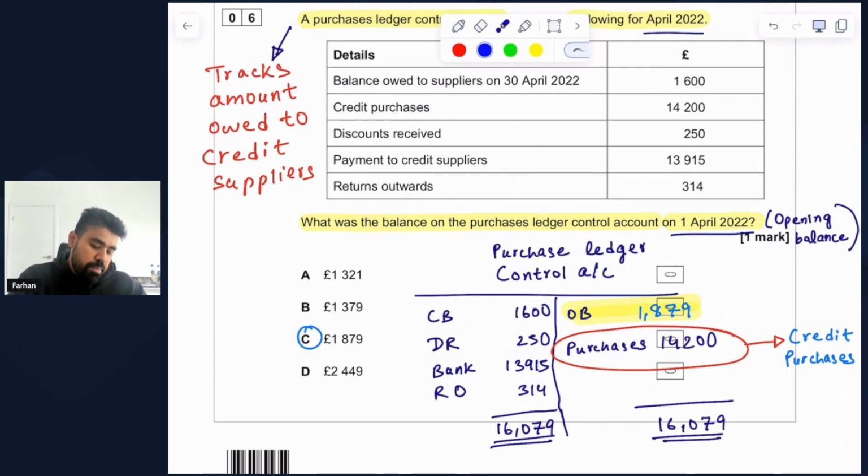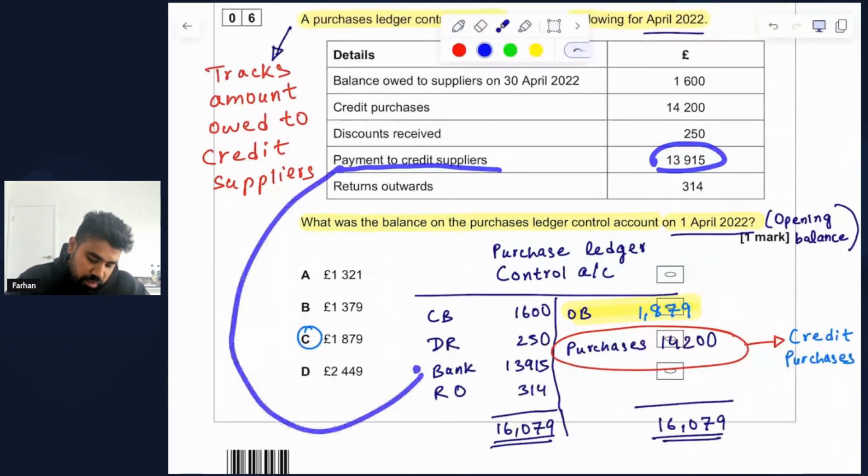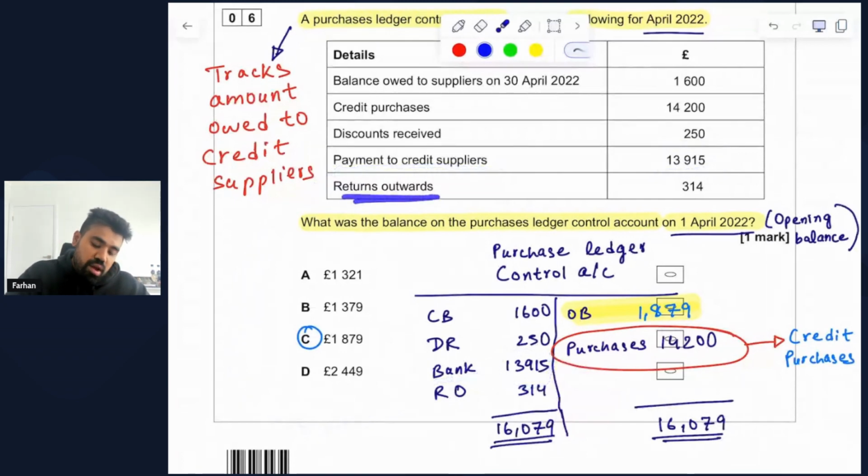What about the payment to credit suppliers of £13,915? Payment to credit suppliers definitely reflects a reduction in the amount that the business owes to its suppliers, right? So this should be included on the debit side as well, which is what we have done here. On the debit side, we have shown that payment was made using funds in the bank of £13,915.